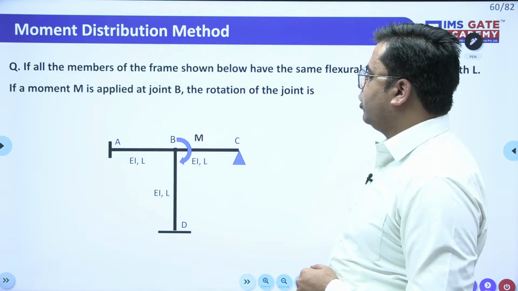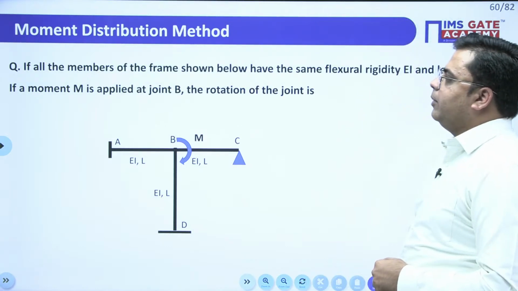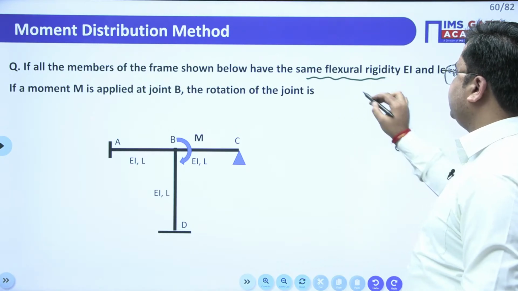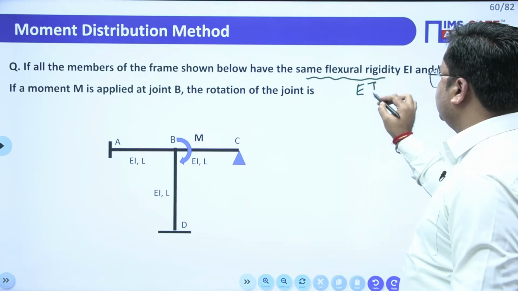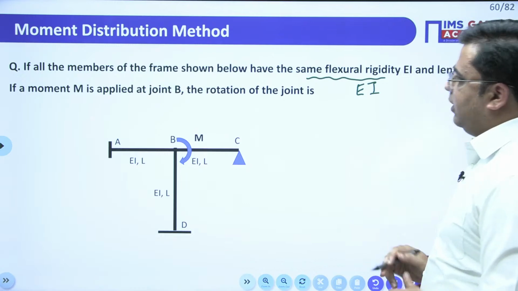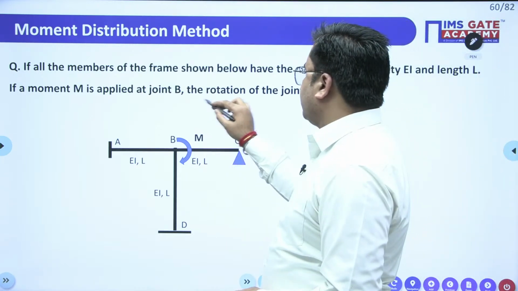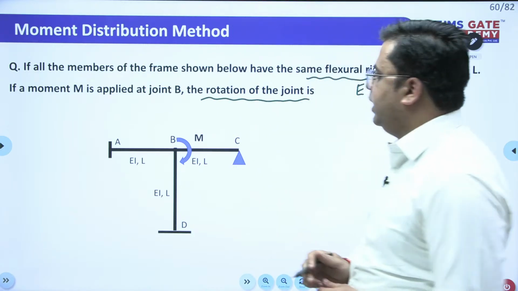Okay, we have one more question which says that if all the members of the frame shown have the same flexural rigidity, meaning EI is the same for all the members, and the length is L, right? If a moment M is applied at joint B, the rotation of joint B is?